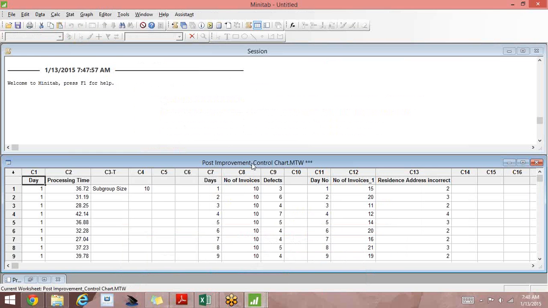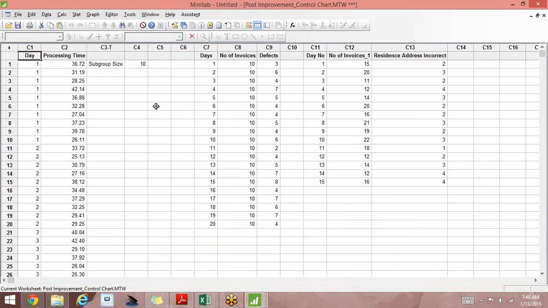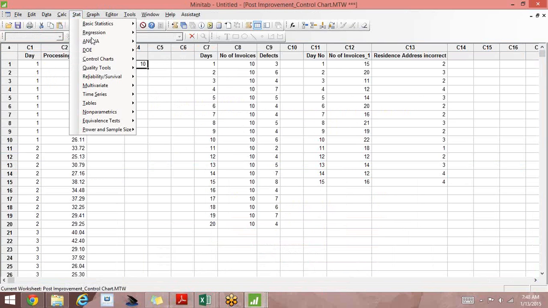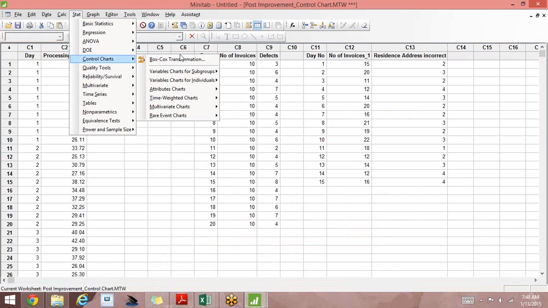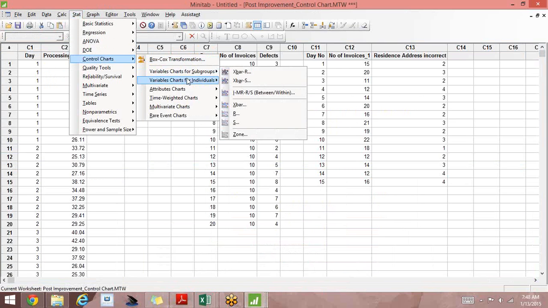Is it open? Yep, it's open now. Oh, subgroup size is given as 10. If subgroup size is 10, sorry, my bad, then it's not IMR chart, it is X bar S chart for this processing time. So let us do that. Stat, control charts, you go with, for subgroups, because we have subgroup size as 10, right? It is X bar S.